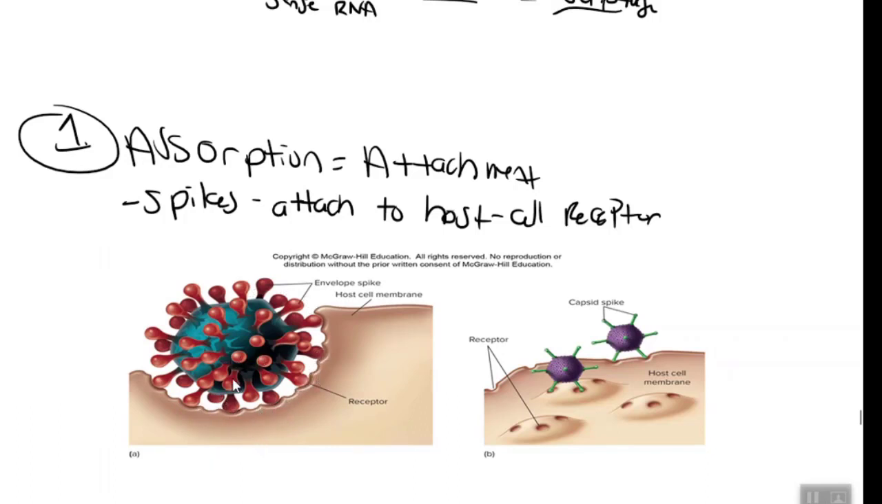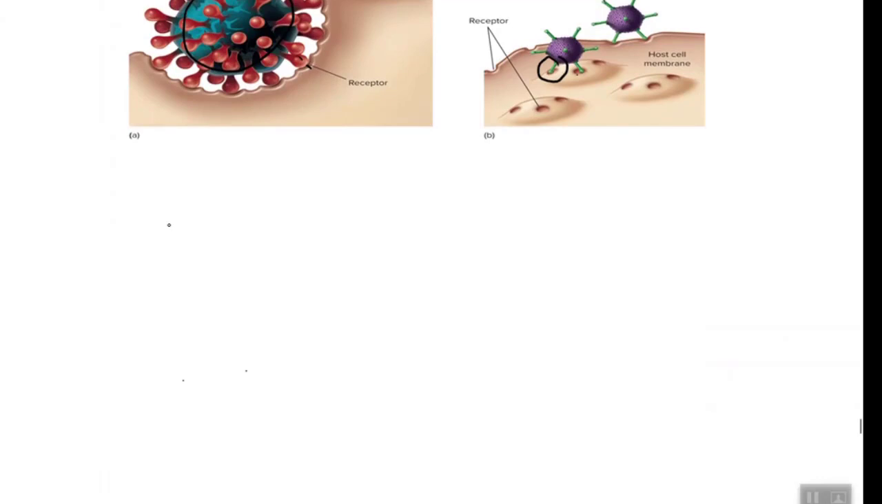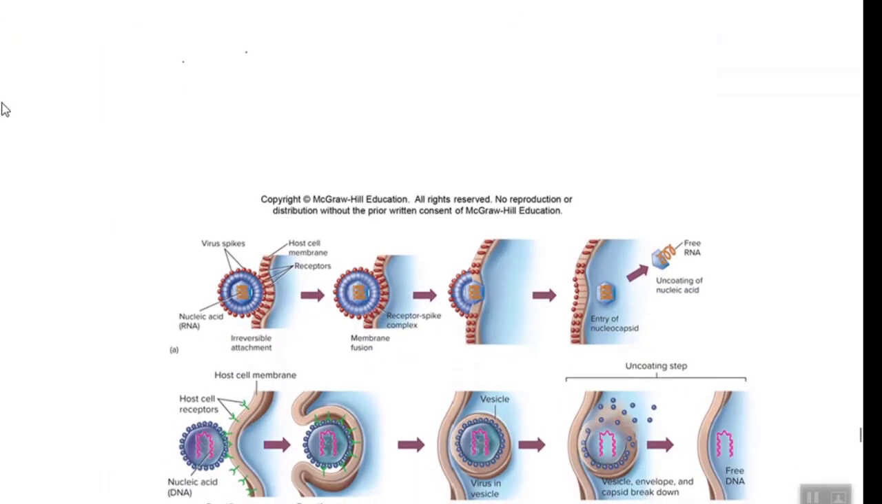So here are some pictures of attachment. This first one is an enveloped virus, and you can see the spikes attaching to the host cell receptor. And the second picture is a naked virus, but it also has spikes that are attaching to the host. Once the cell has attached, step 2 is penetration.